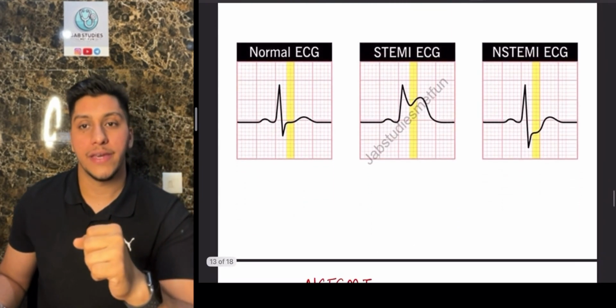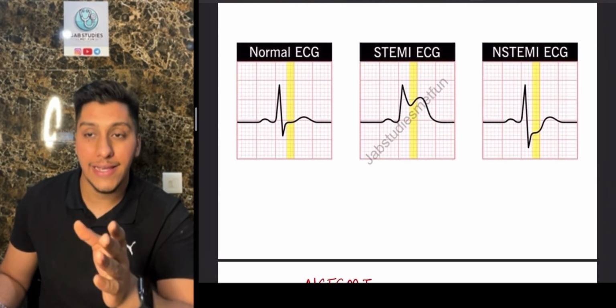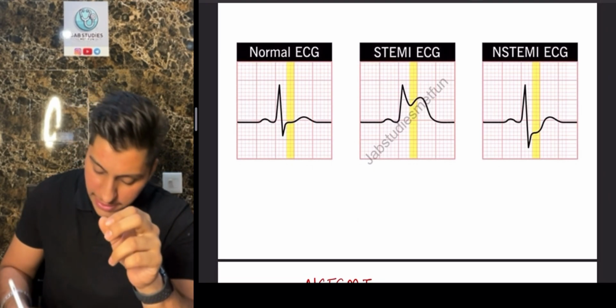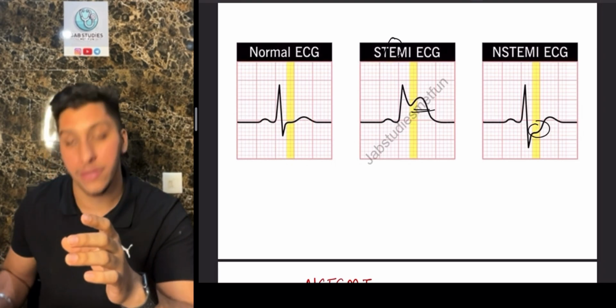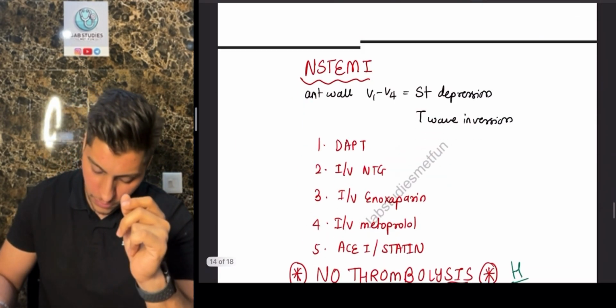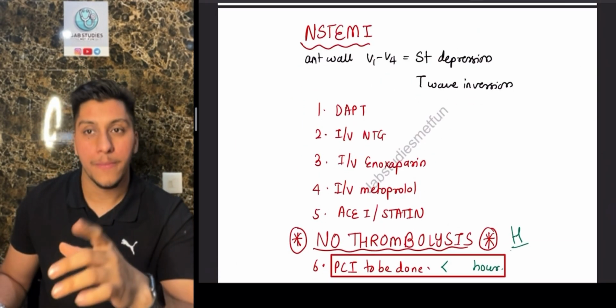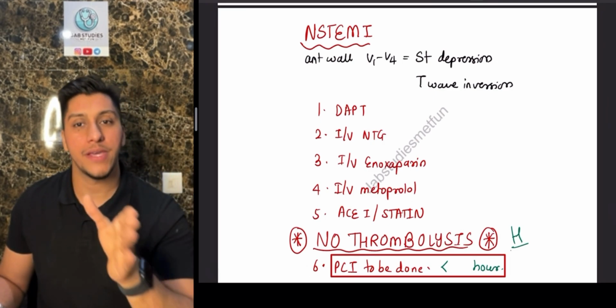If you see this case, a normal ECG is given. In STEMI, which is ST elevation, the word says it itself, you can see the elevation over here. And in NSTEMI, you can see there is a depression. Now, what is the treatment for NSTEMI? And we'll talk about the difference between STEMI and NSTEMI.